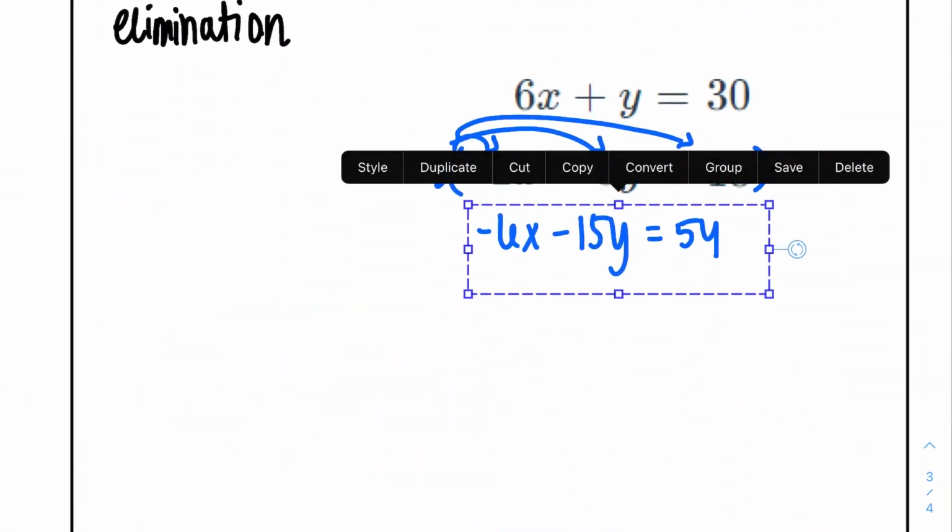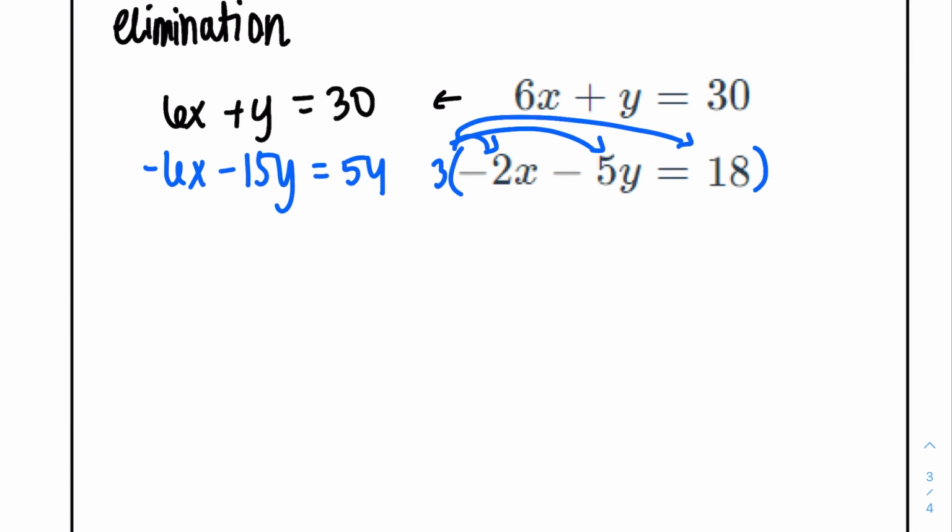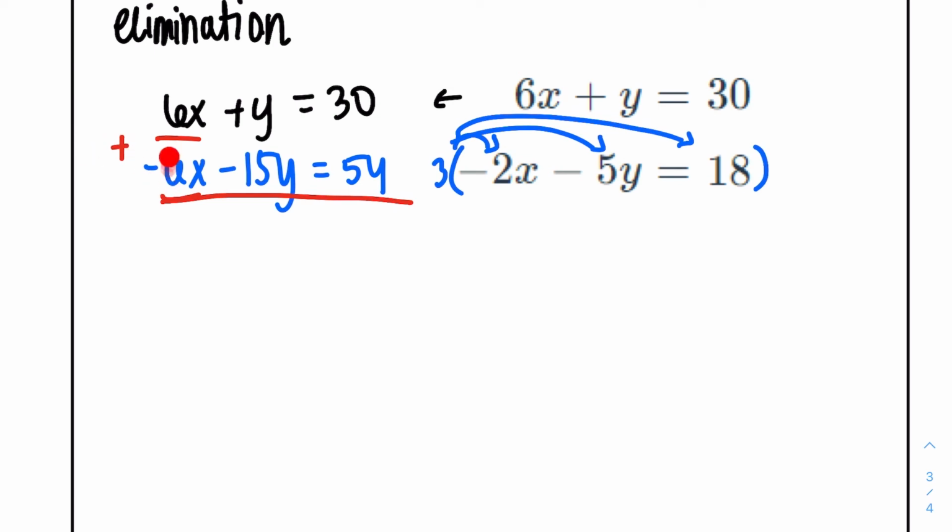And since the first equation is untouched, rewrite it. Now in this one, again, we're trying to get rid of 6x and 6x, but you can see it's 6x and minus 6x. So what we're going to do is add the bottom equation. 6x plus negative 6x, those cancel. y plus negative 15y is negative 14y. And then 30 plus 54 gets us 84.